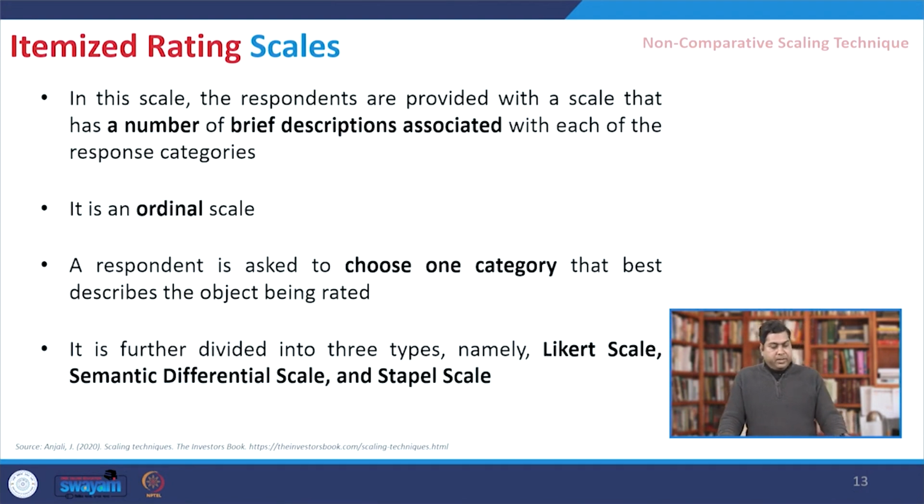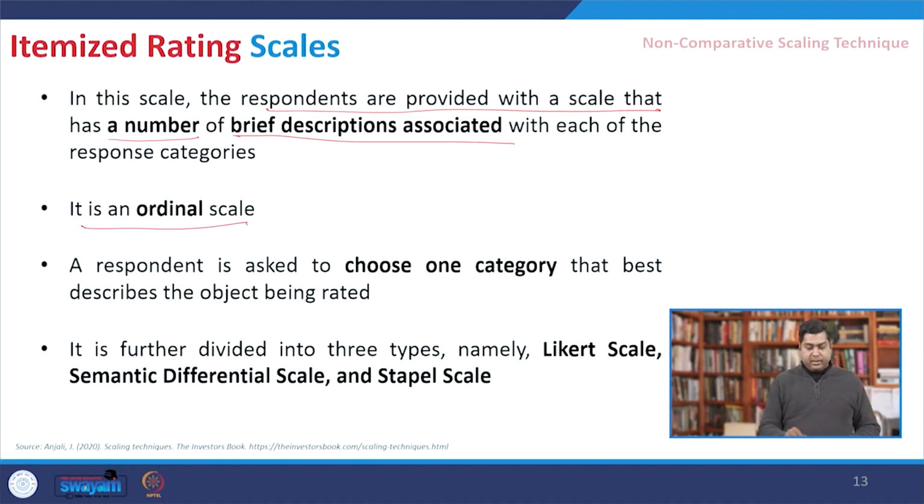Now, coming to this particular case of itemized rating scale. In this case the respondents are provided with a scale that has a number or brief description associated with it. It is having a certain sort of number. It is again giving you some sort of order. It is not like you can select from 0 to 10 and assign any number. Here we are giving a particular number and each is representing a certain order.